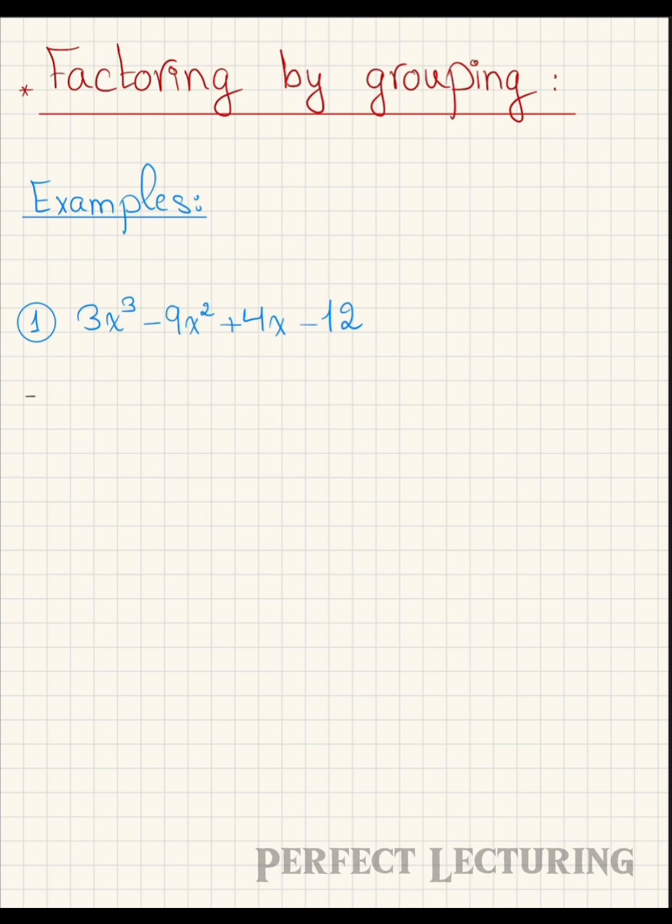Thus, I factor the first two terms by taking a common factor, which is 3x to the power of 2, and I am left with x minus 3. So that's regarding the first two terms. Plus, I do the same thing for the other two terms, and the common factor here is 4, and I'm left with x minus 3.